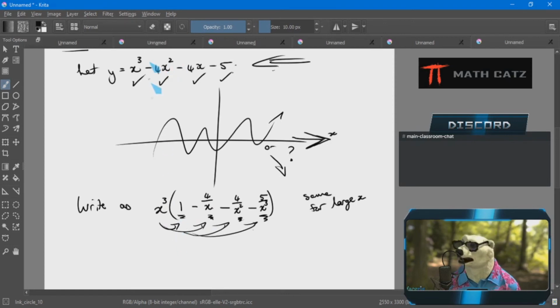Let me just make some space here. Let's erase this a little bit so I can just focus on one of them. My eraser is so small, so tiny. I can make it bigger, but I don't want to.